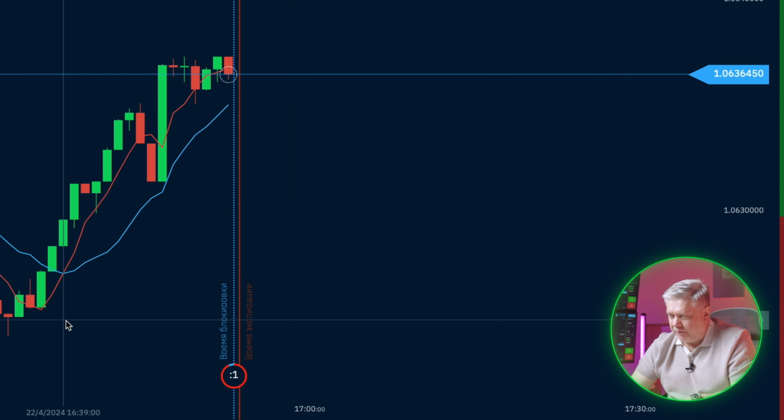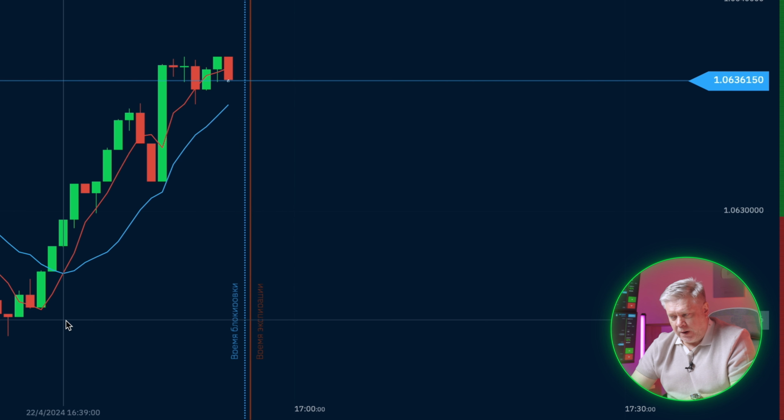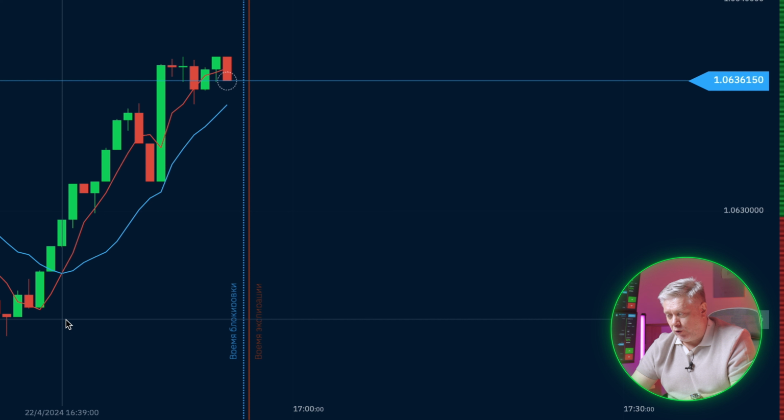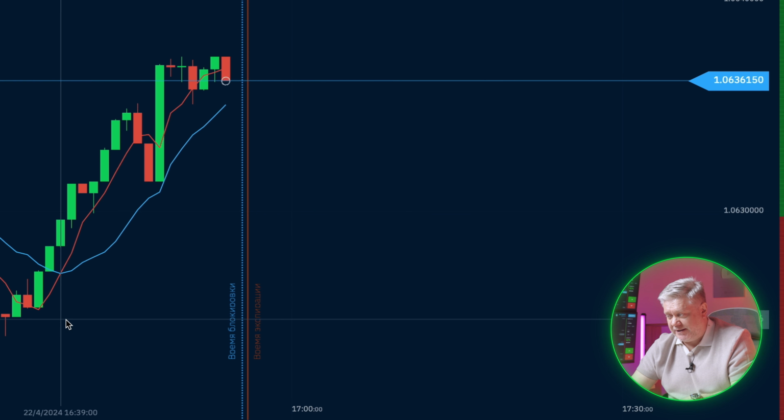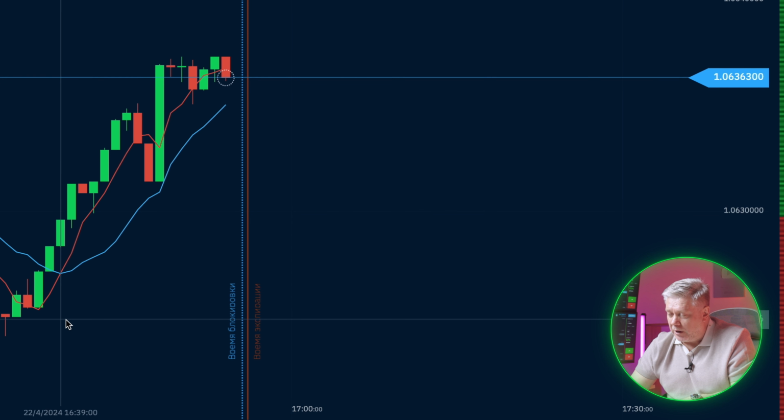Usually, the price stops near specific, or let's say round, numbers. For example, 1.0600 or 1.0625 or 1.0750, well, as applied to the euro-dollar chart.